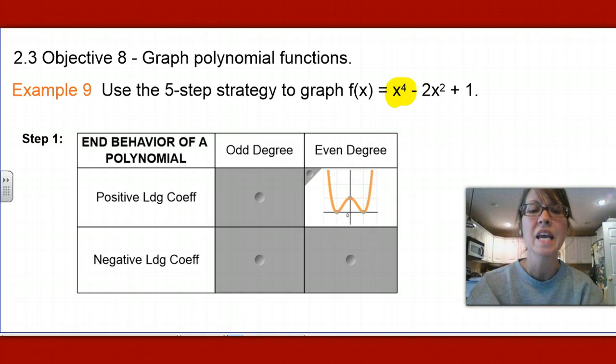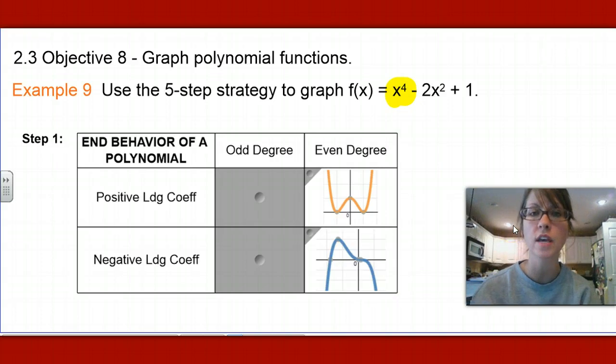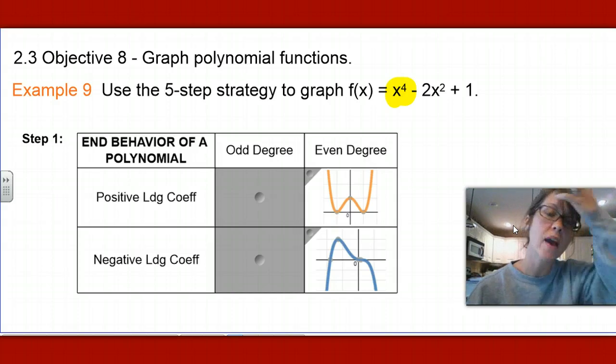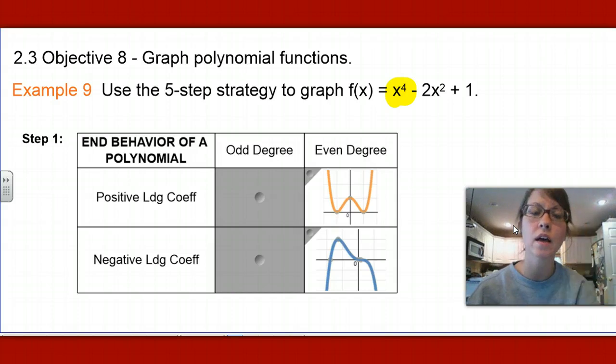If it's even, as this is, but our leading coefficient is negative, then it's going to look like that. Just like with a parabola, we've always talked about, does it cup up or does it cup down? And it had to do with the a value being positive or negative. Same thing here. So even, think about a parabola. It's going to cup up or it's going to cup down. Positive up, negative down.